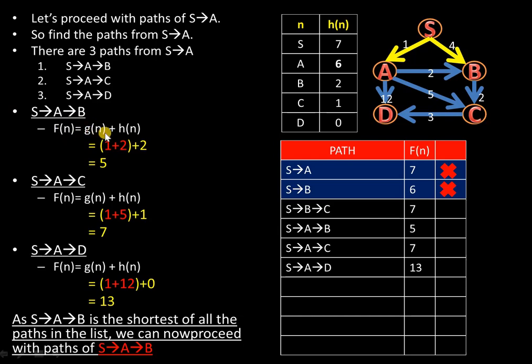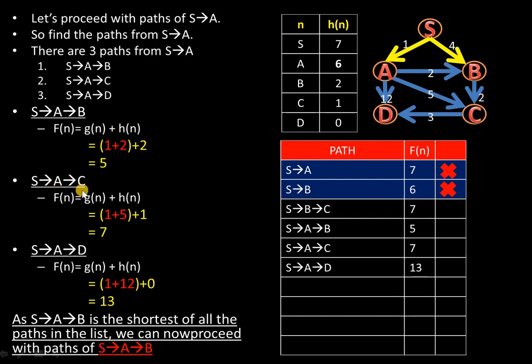So f of n is equal to g of n plus h of n. So how can it be done? S to A, the g of n value means the cost value. That means S to A 1, A to B 2. So 1 plus 2 plus the heuristic function value of B. What is the heuristic function value of B? It is 2 here. So 1 plus 2 plus h of n 2. So 1 plus 2, 3, plus 2, 5.